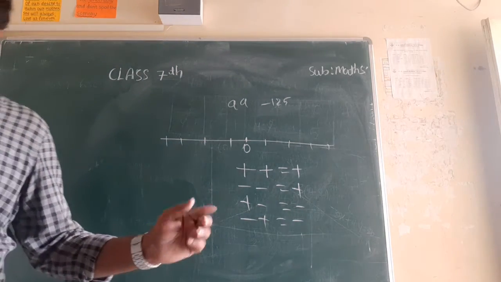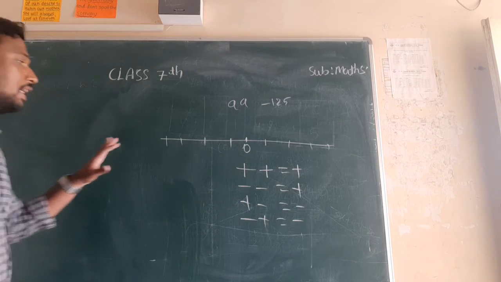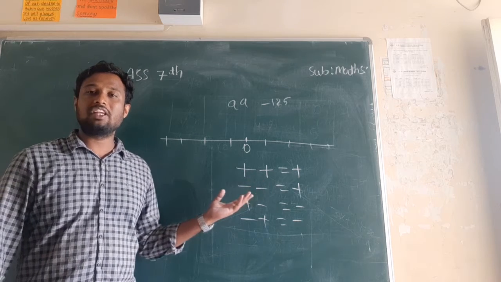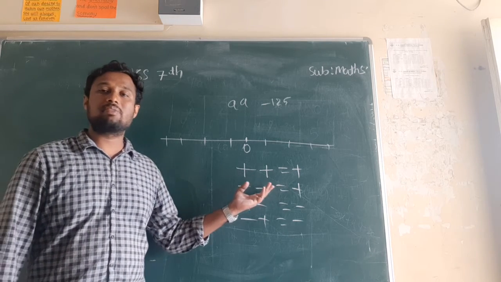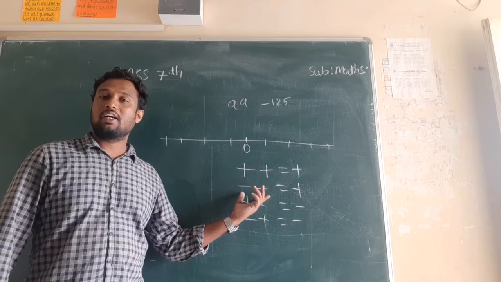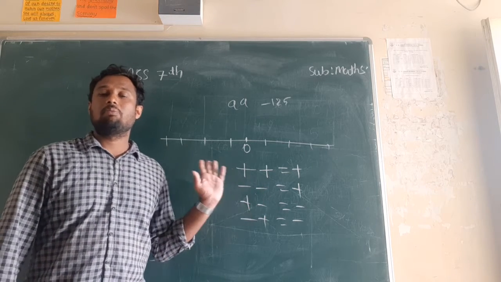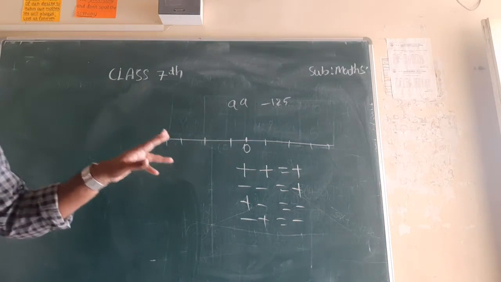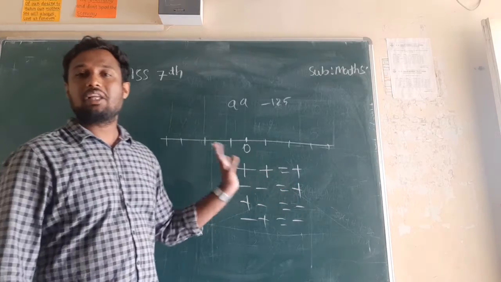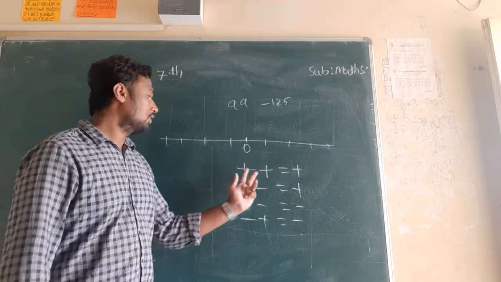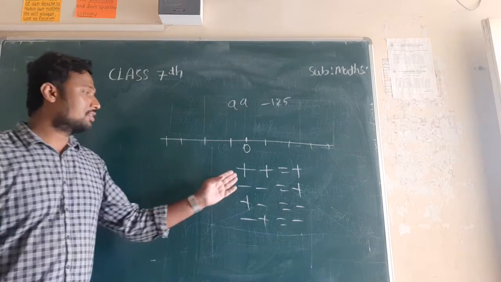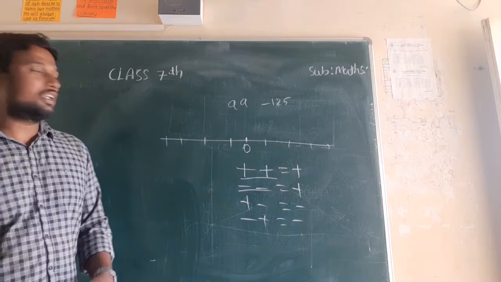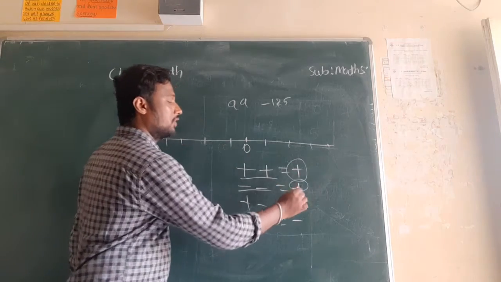And here one thing I told you: to remember this, you can easily observe. First, what have I written? Plus into plus, two same signs. And in the next step, again two same signs, minus into minus. So when two same signs are there, what will you get? Plus only. Always it will be plus when two same signs are there. Plus into plus, minus into minus.